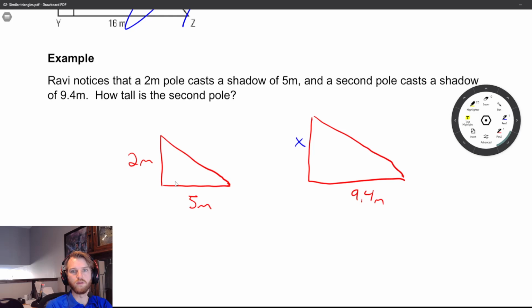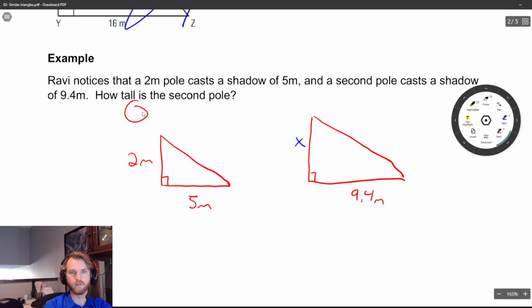So how do we find that? Well, the key is that these are making similar triangles. How do we know that? If all the angles are the same, then we're going to have similar triangles. Well, a pole coming right out of the ground is going to be a 90-degree angle. Something coming straight out of the ground is 90 degrees. And then this angle here is the angle that the sun is casting the shadow down.